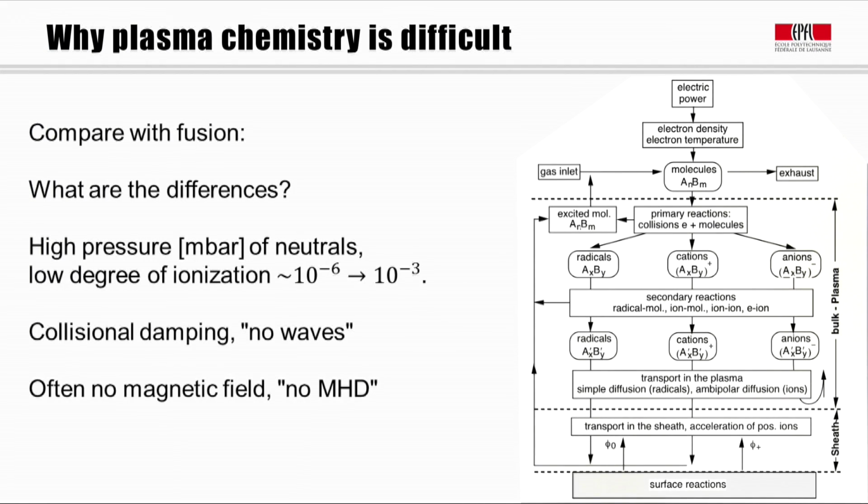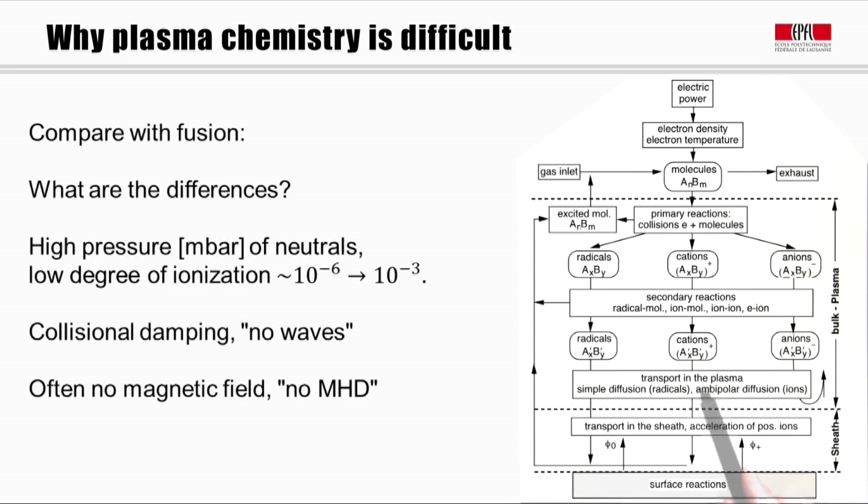We can see that in this diagram here, where we have a gas inlet of molecules. We have an electrical power source which creates a plasma with a certain electron density and electron temperature. These molecules are dissociated by the electrons in the plasma to create neutral radicals, positive ions, and even negative ions by attachment. All these species can undergo secondary reactions between themselves, which create a very complicated soup of plasma species.